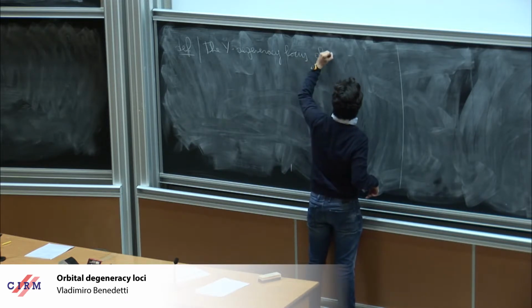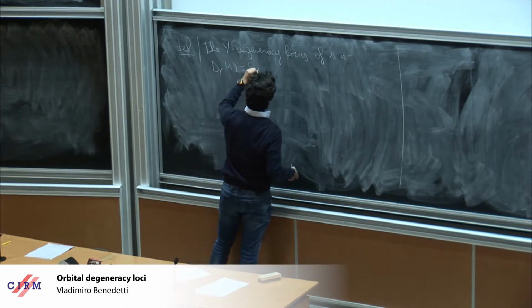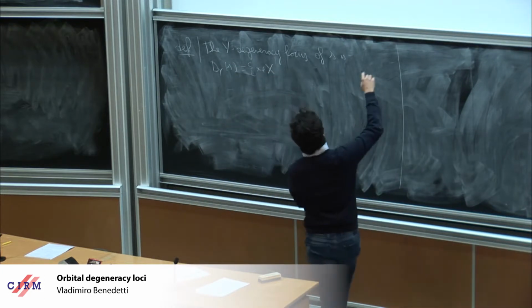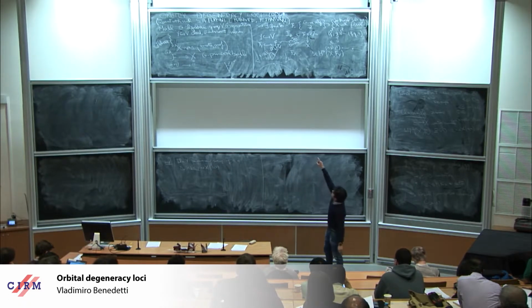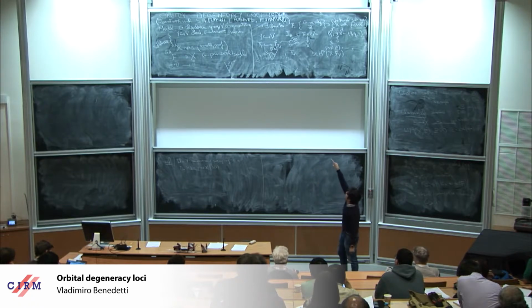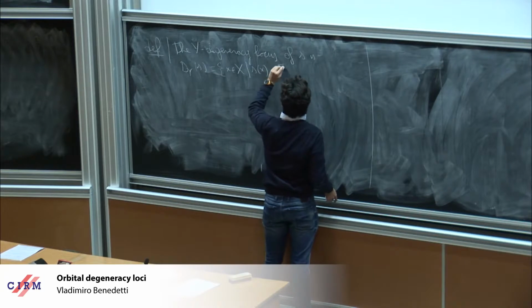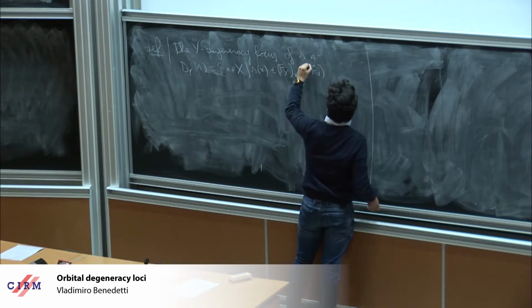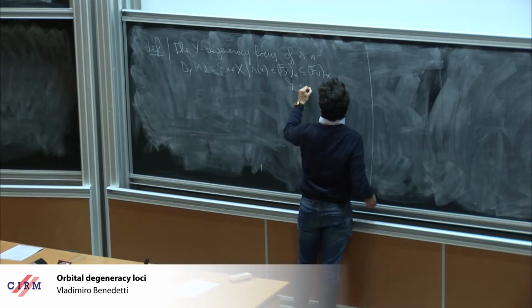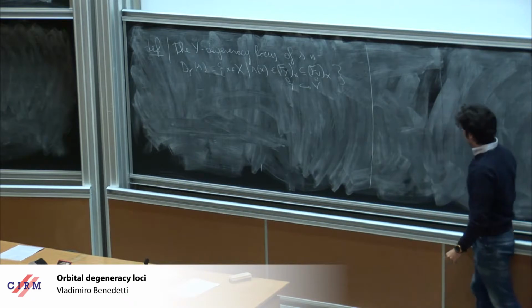So the Y degeneracy locus of s is defined by, it's the set of points in X such that s(x), where s is a map which goes from X to F_V, and s(x) lives inside the fiber there. So we ask that s(x) belongs to F_Y over x. So this is inside F_V over x, just as Y is inside V. Okay? So this is the definition.